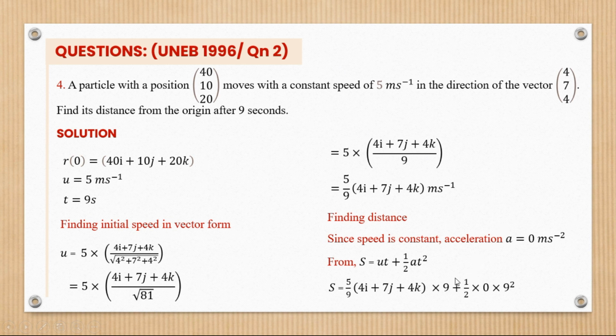As you can already see, these will actually become 0. So next I'm left with 9 times whatever I have here. This 9 and this 9 cancel, so I'll be left with 5 multiplying these, and then I'll have s = 20i + 35j + 20k meters.